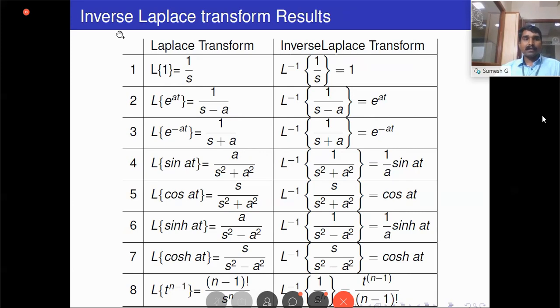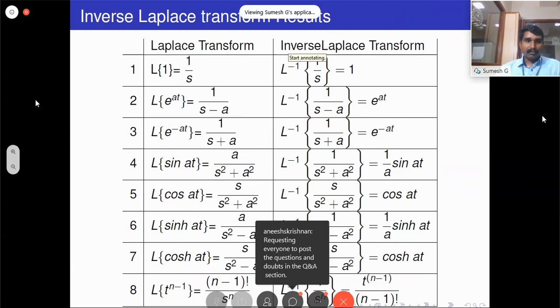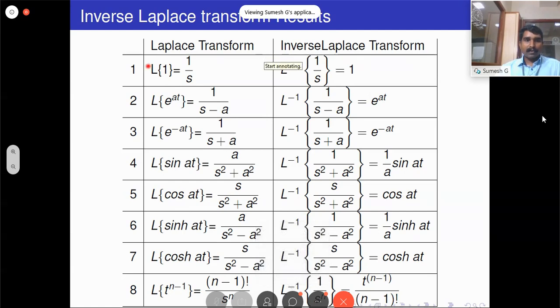These are the results in inverse Laplace transform. We have Laplace transform of 1, it is 1 by s. Therefore, inverse Laplace transform of 1 by s equal to 1. So this is the first result in inverse Laplace transform. Inverse Laplace transform of 1 by s equal to 1.